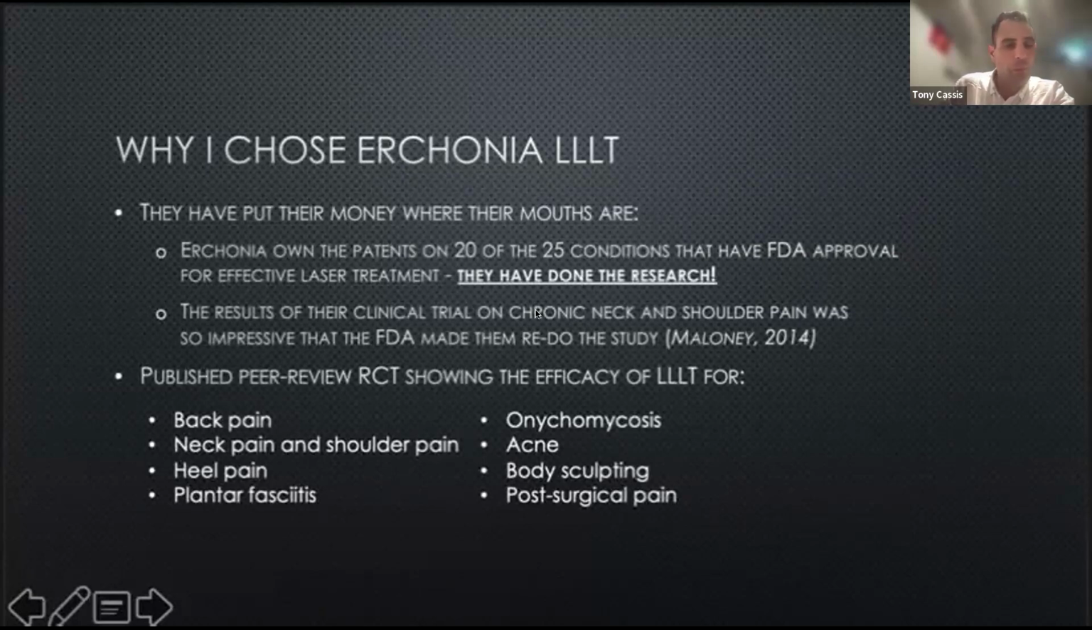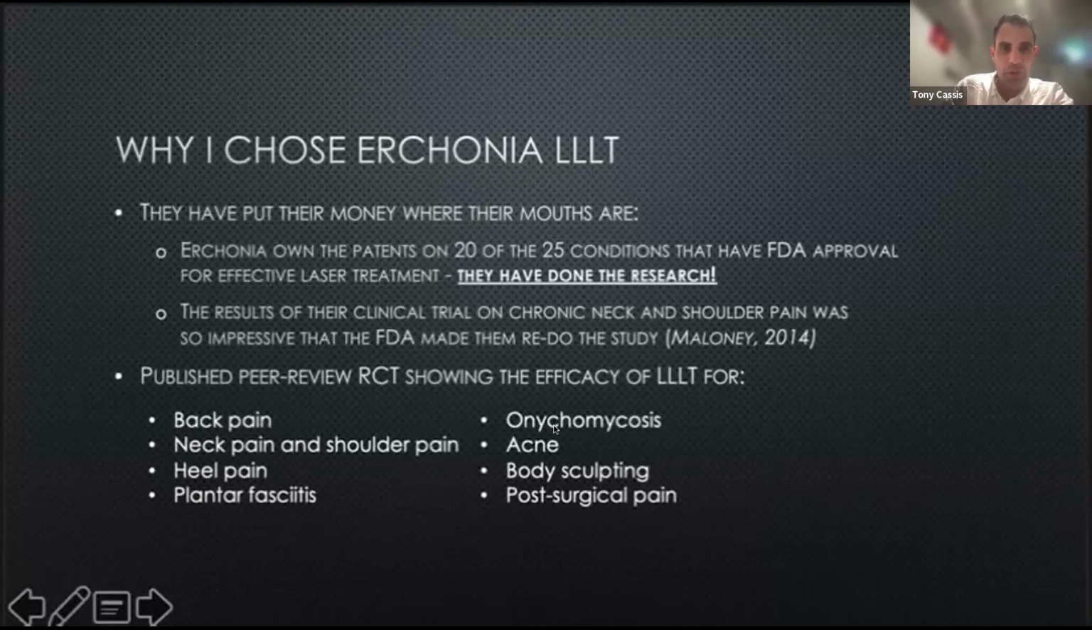They've done the double-blinded, placebo-controlled clinical trials. They're the ones that have produced the bulk of the research showing the efficacy of laser as a non-thermal therapeutic device. They've published effective studies looking at back pain, neck and shoulder pain, and heel pain, plantar fasciitis. I know there's a few podiatrists in the room. I've done a lot of work with my patients who have plantar fasciitis, and I said, let's just try the laser. I've had some really profound effects, not every single one, but some really profound effects on plantar fasciitis.